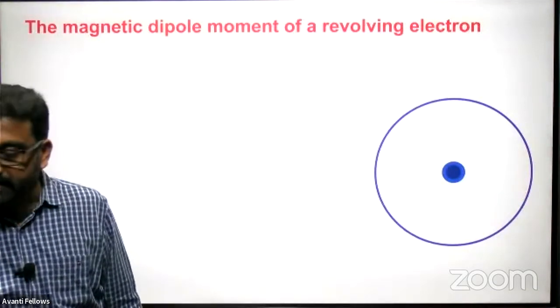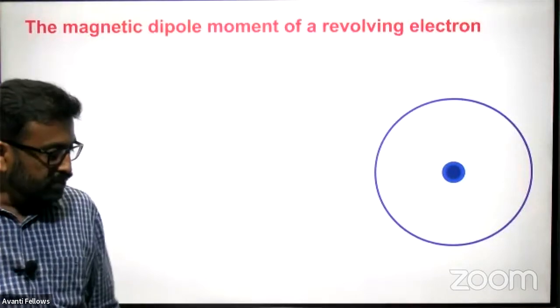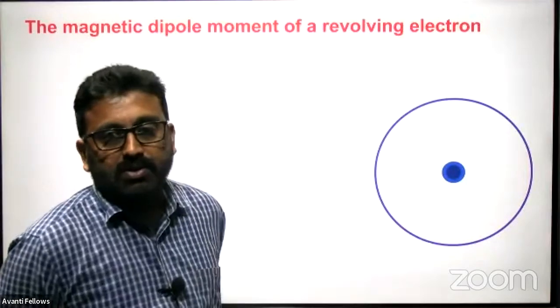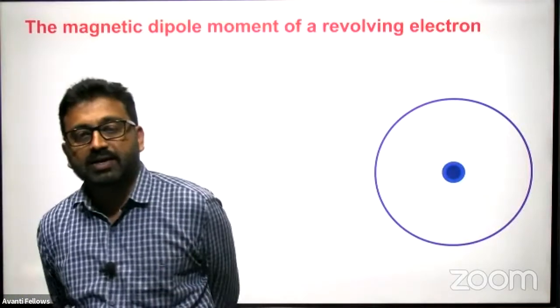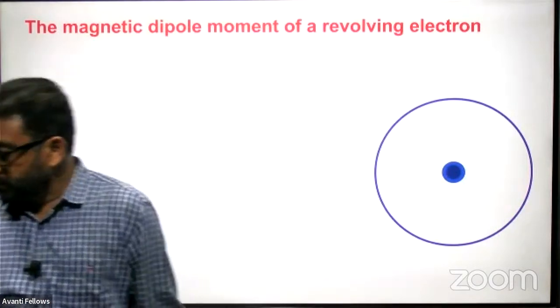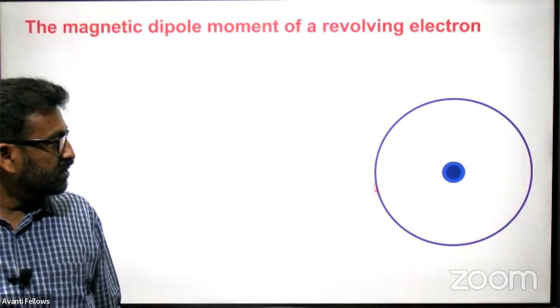Then, similar is the case with the revolving electron. Electrons are revolving around the nucleus. An electron has a charge, and if a charge is moving, it will constitute a current. So this circle is possessing a current. So an electron is equal to a current loop. If it is moving like this, it constitutes a current.